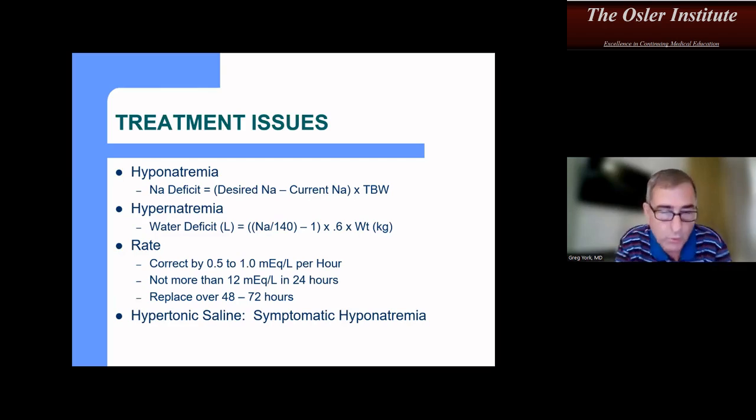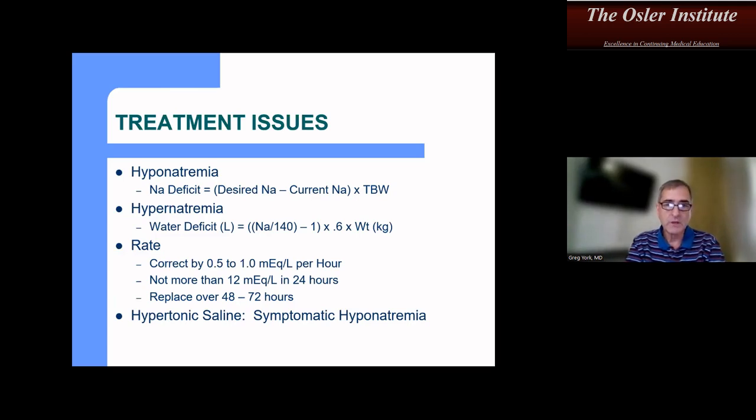So here are the common rules that we try to follow. One, we don't like to correct these by more than about 0.5 to 1 milliequivalent per liter, whether it's hypernatremia or hyponatremia, per hour. This is a correction that we try to do over 24, 48 hours. It's not something we try to do immediately or rapidly.